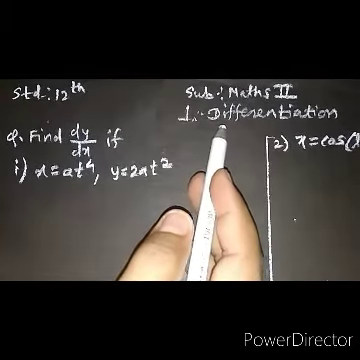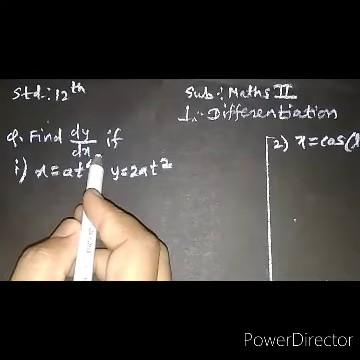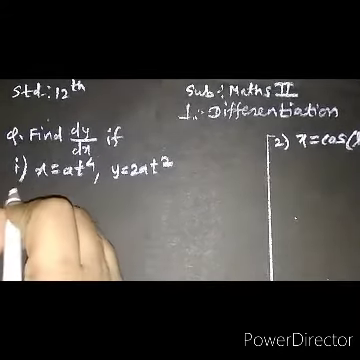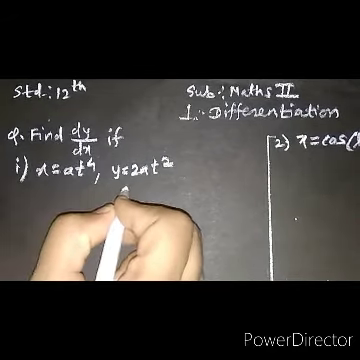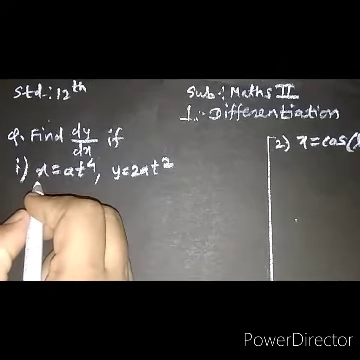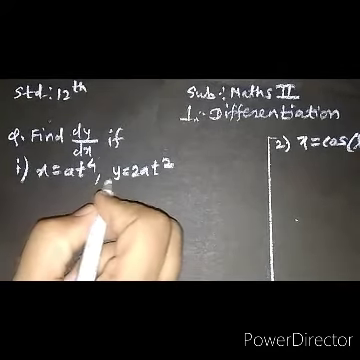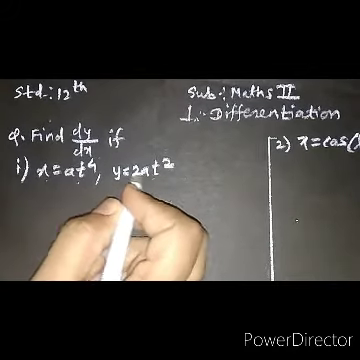Let us see lesson number 1, differentiation. Let us see question. Find dy by dx if. Let us see example number 1. x is equal to a t raised to 4 and y is equal to 2a t square. So, two differentiable functions are given, x and y with respect to t.